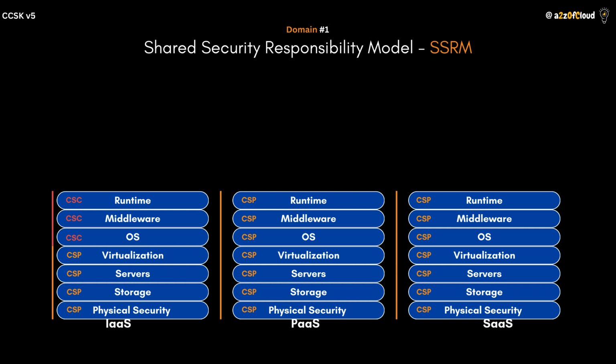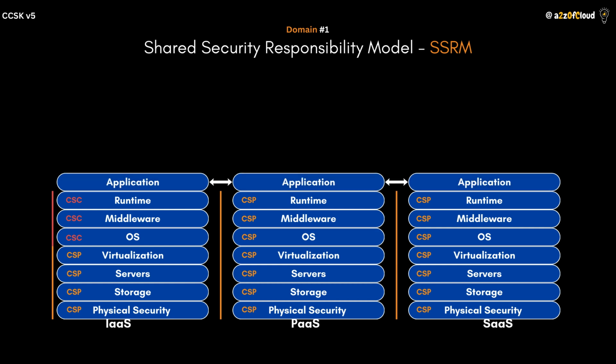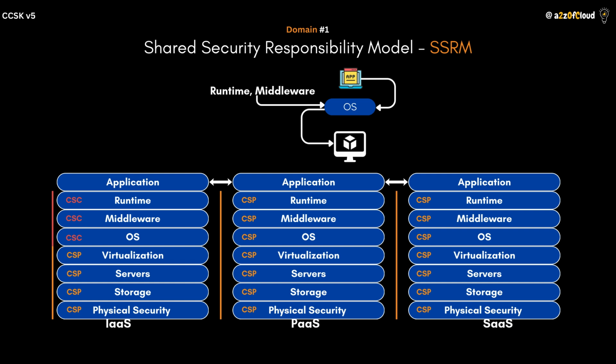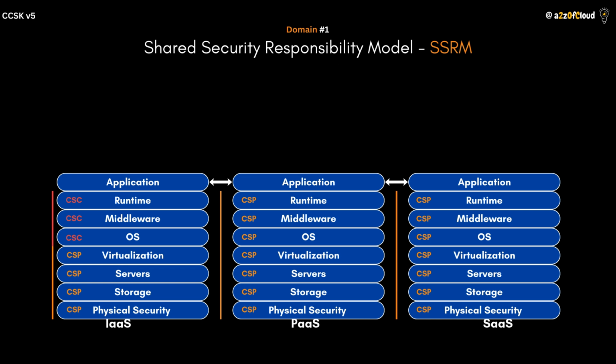The next layer in the shared security model is application. The application gets installed on the operating system, along with any runtime and middleware components on the virtual machine. Some of the security considerations when it comes to the application layer are security misconfigurations. Improperly configured servers, applications, or frameworks can create exploitable vulnerabilities.